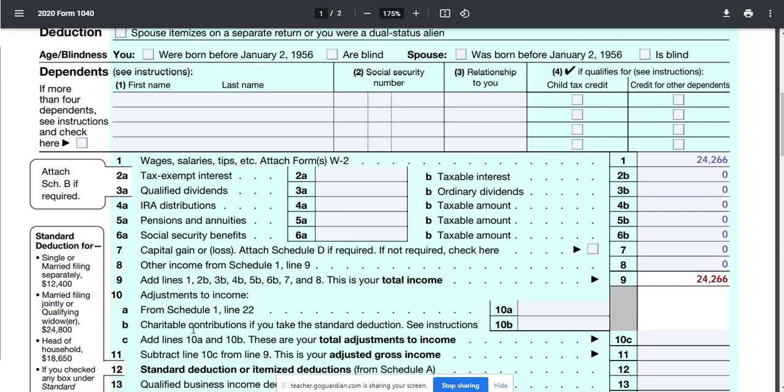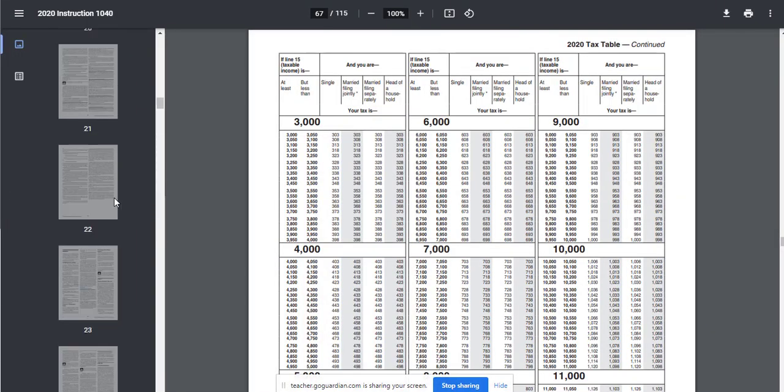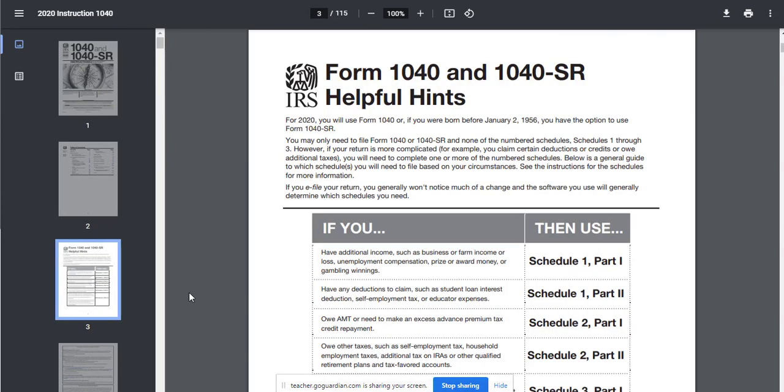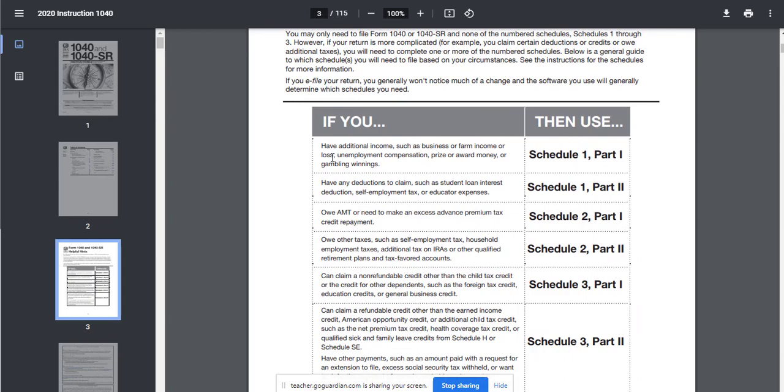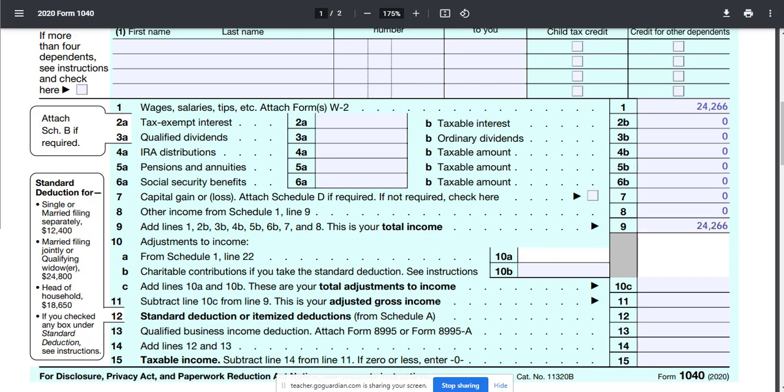And then, if we look at our schedules, I thought I had it here to where I could show it to y'all. Okay. Schedule 1, and I'll get you this paper before you leave class today, is for any additional income and any deductions to claim. The first part was asking us if we had any more to add in from it. Now we're looking to see any adjustments to income that come from that schedule. And we do not have any, so it's a 0. 10B is also 0. We did not have any charitable contributions.